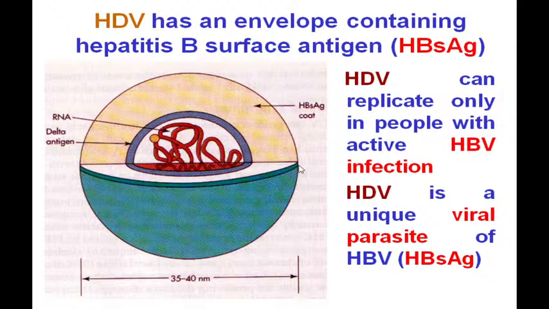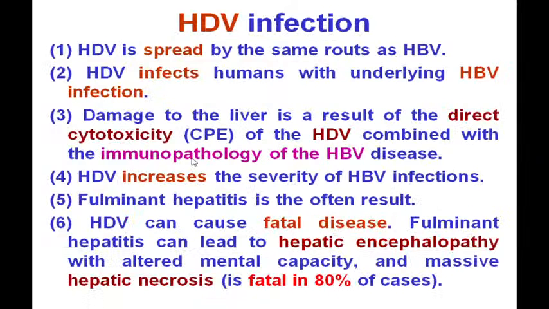You can see it here, right? On the cross section, only the delta antigen is found here. So please don't confuse it with the Dane particle. This is the D antigen, which is unique for hepatitis D virus, and by which we can recognize it. And here you can see the positive sense RNA. It spreads by the same routes as hepatitis B virus.